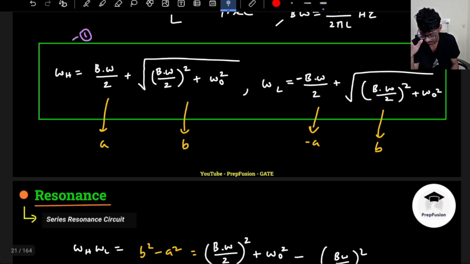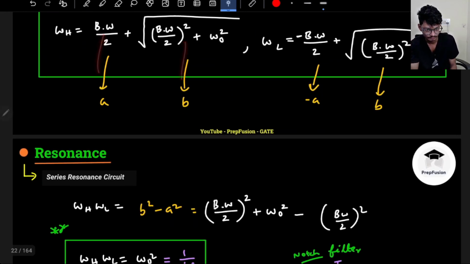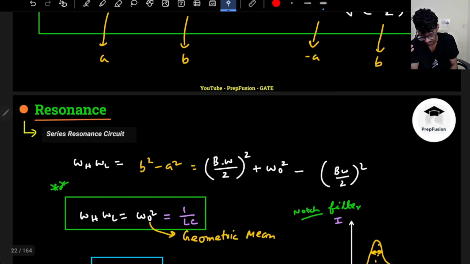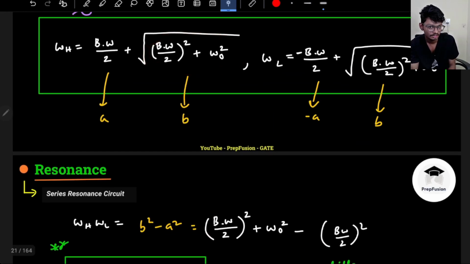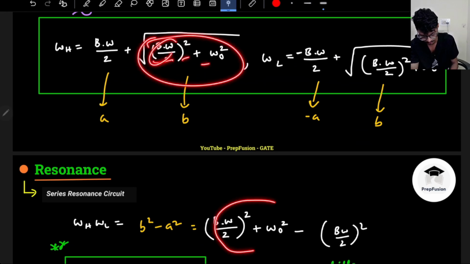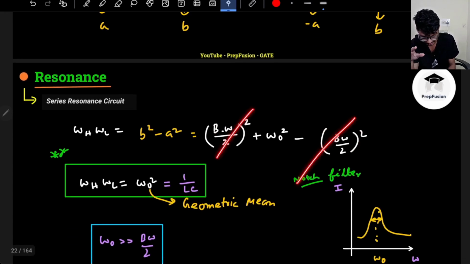So what I was saying is, if I multiply, let's say this is A and this is B. This is A plus B and this is B minus A. So B plus A into B minus A will be B square minus A square. B is this under root thing, so if I square it, I get back whatever was inside the under root, bandwidth by 2 whole square plus omega naught square. Then I have this minus A square. A is bandwidth by 2, so A square will be bandwidth by 2 whole square. So these are cancelling each other out.